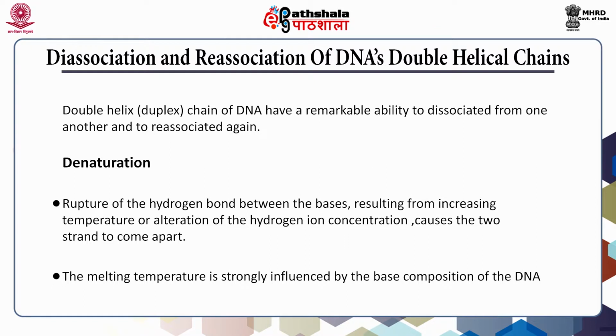The Tm of DNA extracted from different species and measured at pH 7 in an isotonic salt solution varies linearly with the GC content, with synthetic poly AT having a Tm of about 65 degrees Celsius and a synthetic poly GC having a Tm of about 105 degrees Celsius.